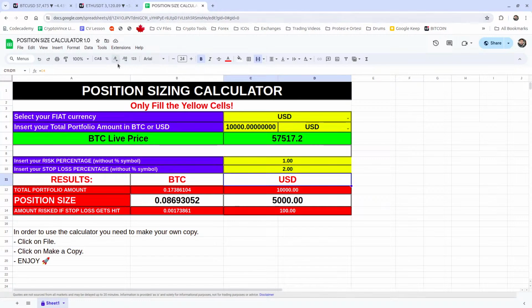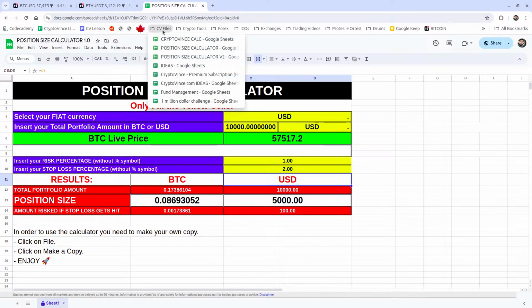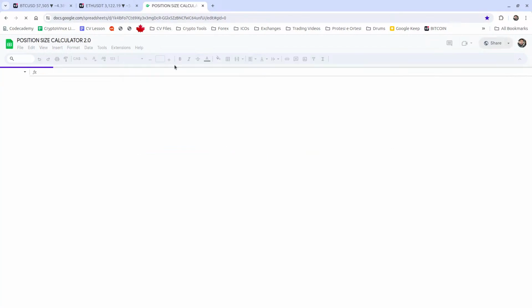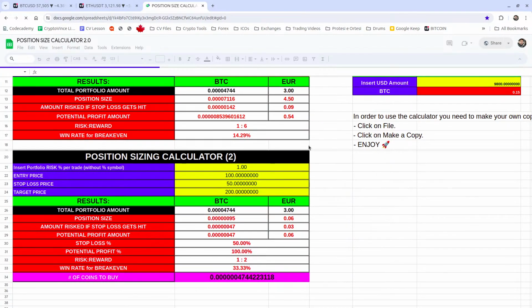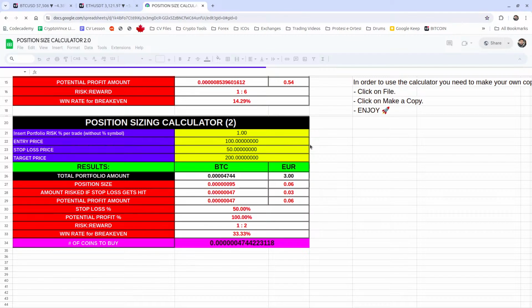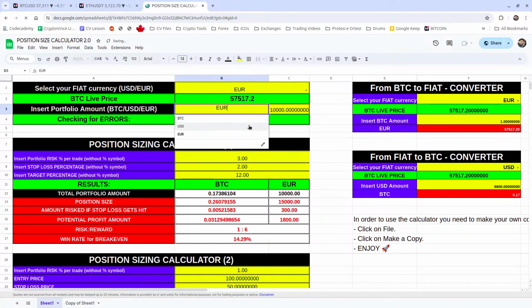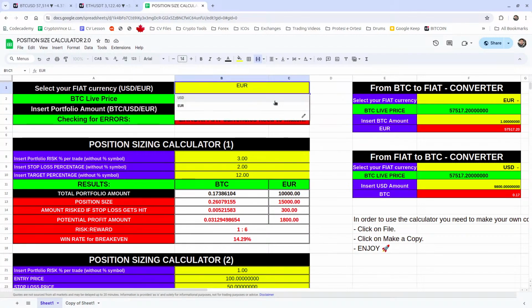I don't know if I have this position size calculator. Maybe I think this one tells me how much I make. What's the size? Amount risk, potential profit. Okay. Yeah, I made this other one. It's not as complicated as it looks. My portfolio 10K. Error, fiat doesn't match. Okay, here. USD. So look at this.